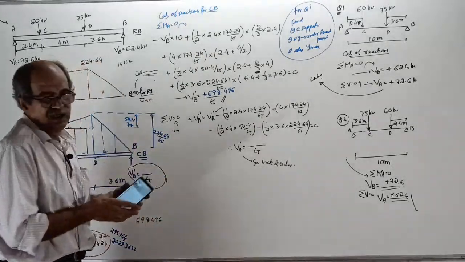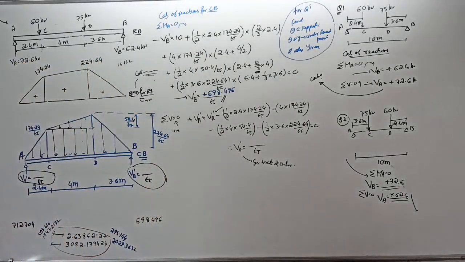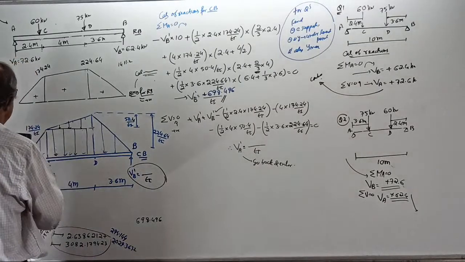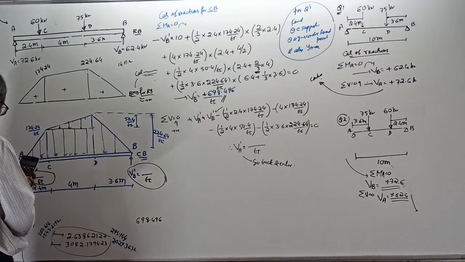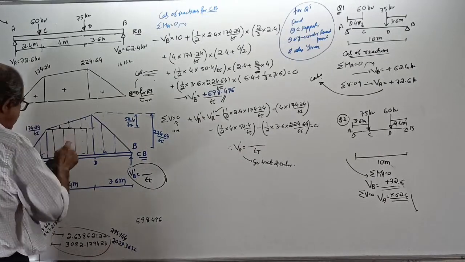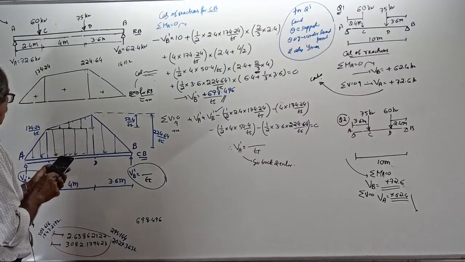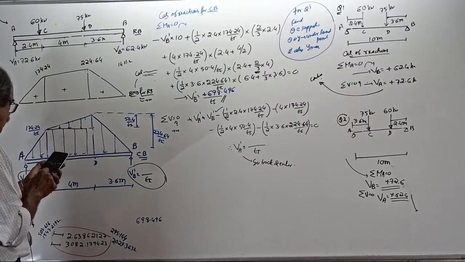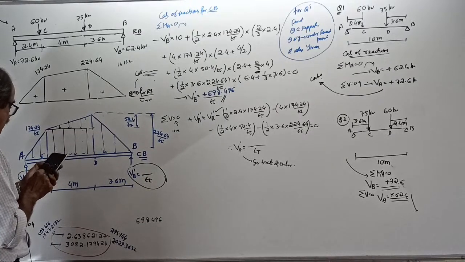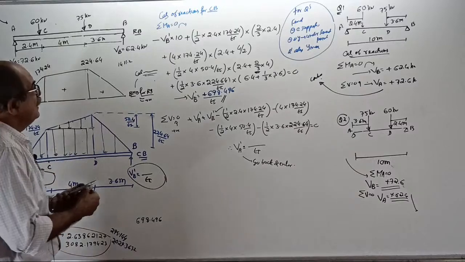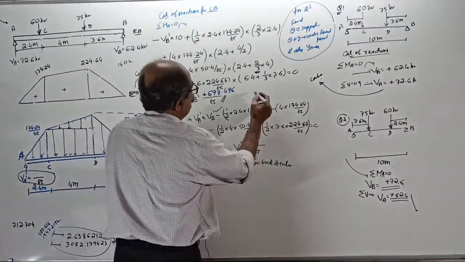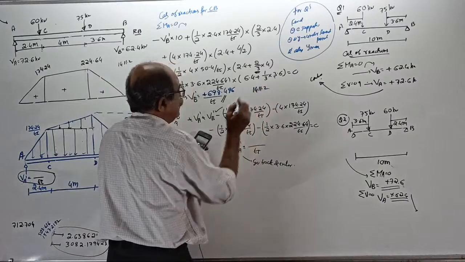See, one minute. The total load itself is, till what is total load? Half into 2.4 into 174.24 triangle, plus 4 into 174.24, plus half into 4 into 50.4, plus one more half into 3.6 into 224.64. Total load is 1411.2. Total load 1411.2 by EI.